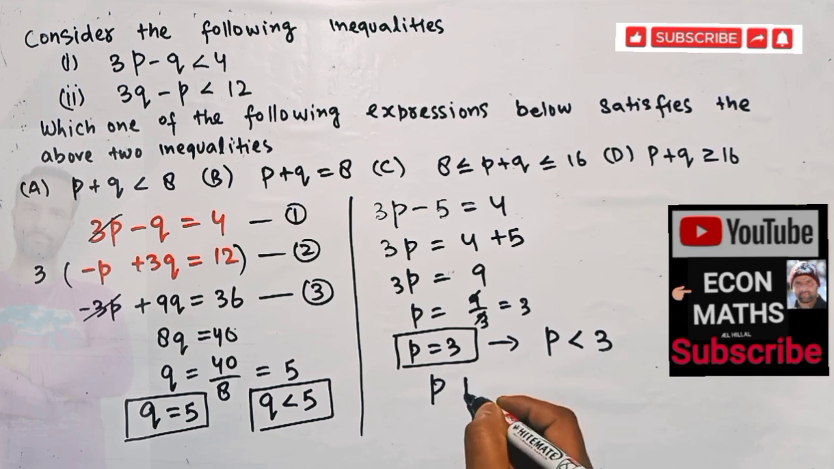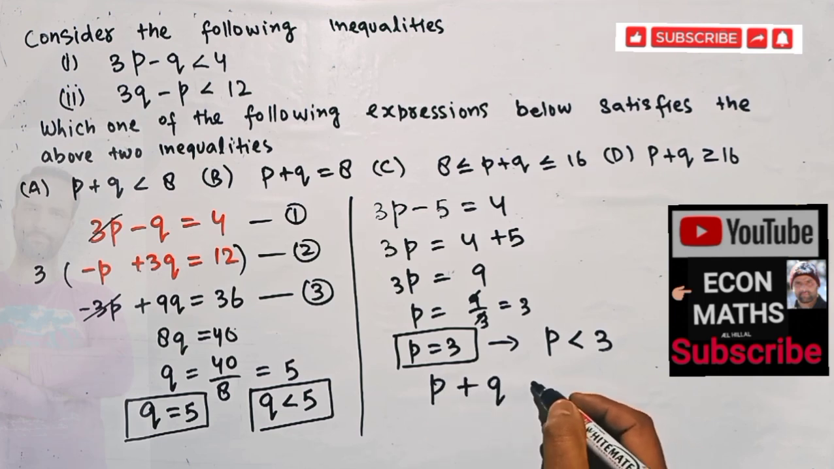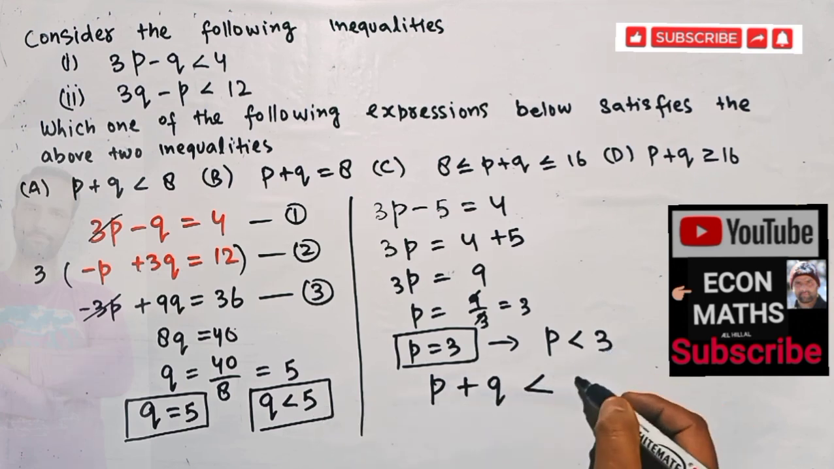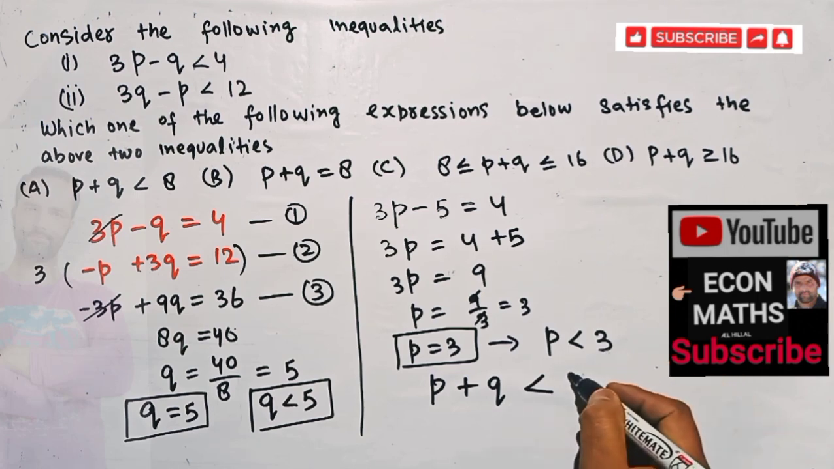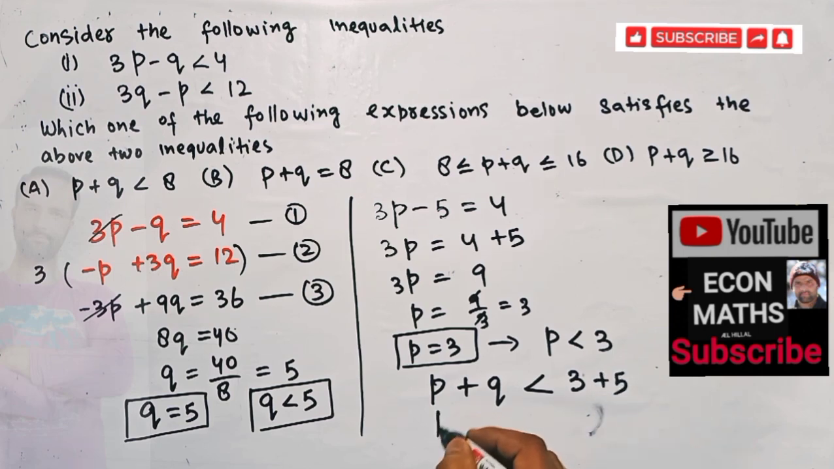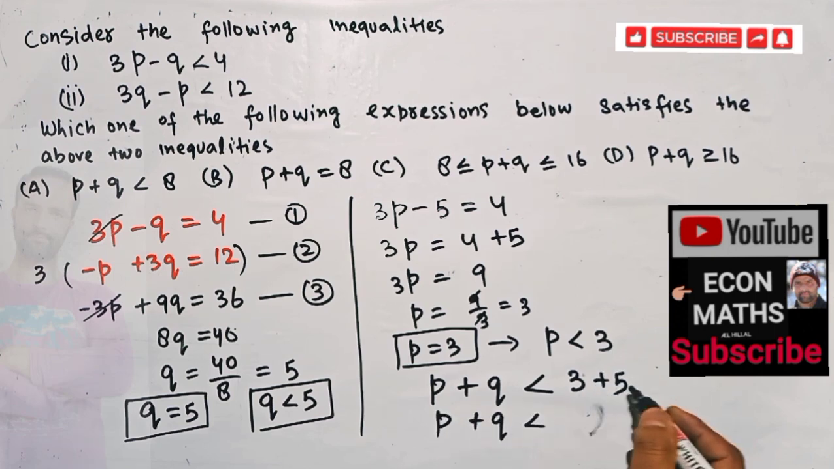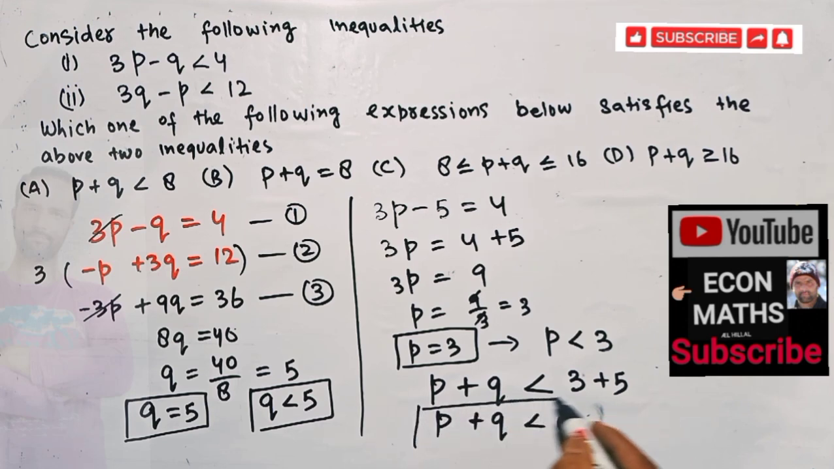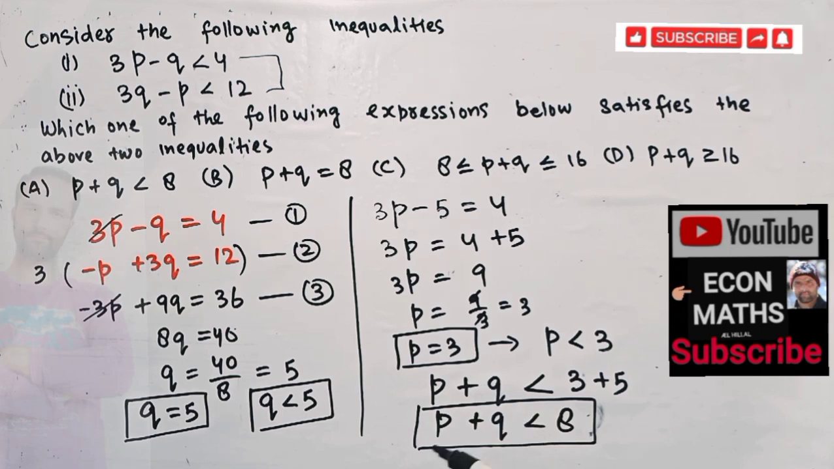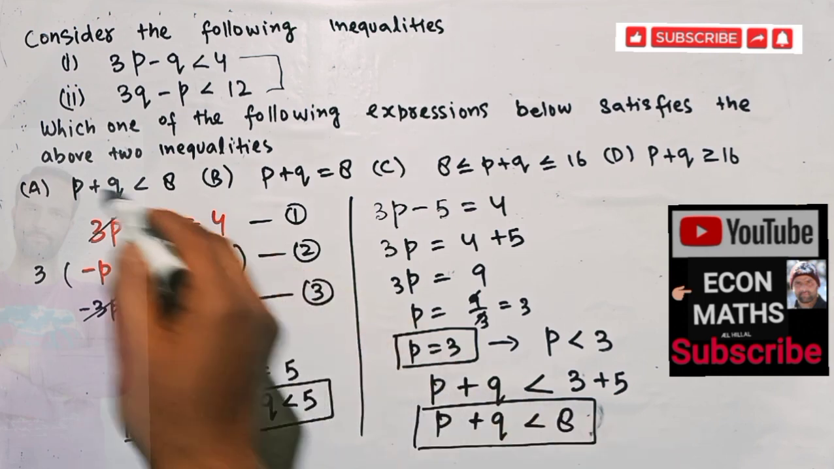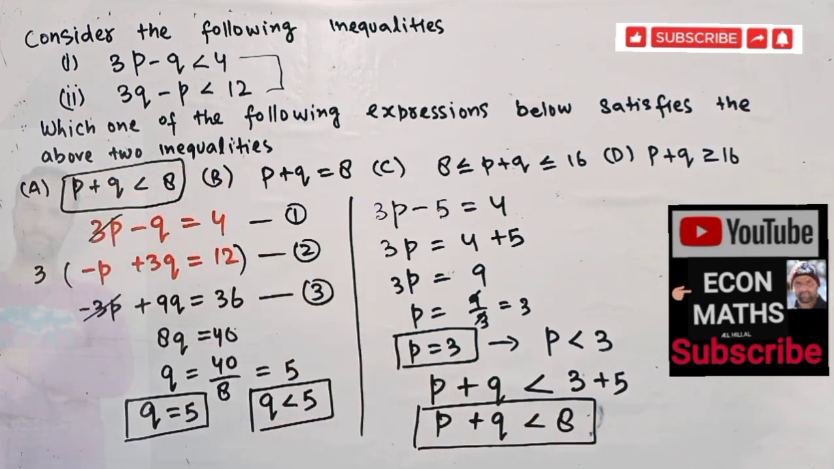That means p plus q should be less than 3 plus 5, which means p plus q should be less than 8. That means the correct option should be p plus q less than 8. Then we can satisfy both inequalities if p plus q is less than 8. Okay, the correct option, I guess, should be the first option.